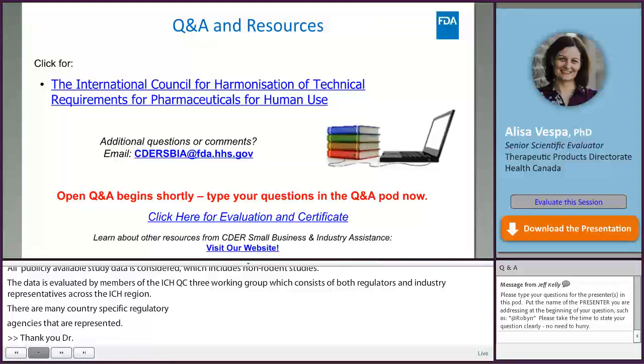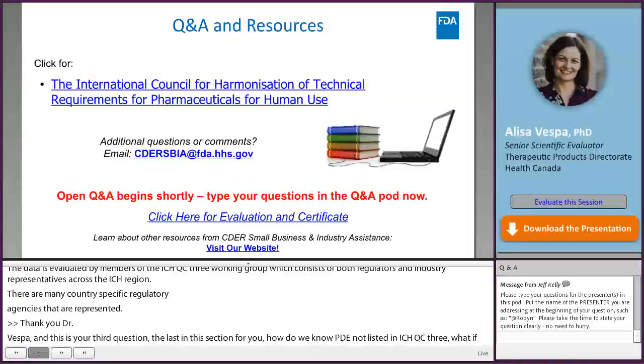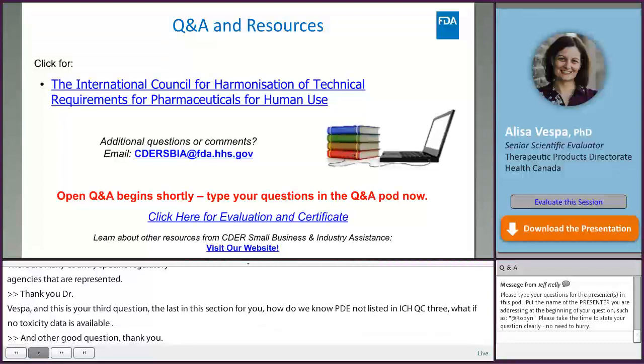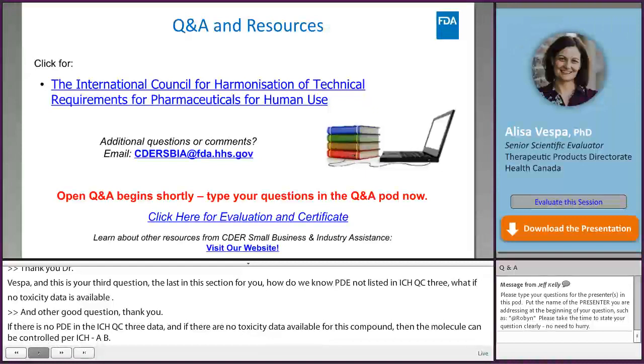So another good question. Thank you. So if there is no PDE listed in the ICH Q3C data, and if there are no toxicity data available for this compound, then the molecule can be controlled per ICH Q3A and B. There may be one step that should be considered between, that is to determine if there are any structurally alerting functional groups for mutagenicity. And if there are, then the recommendations in ICH M7 should typically be followed. Otherwise, it can be controlled per Q3A and B. Thank you.